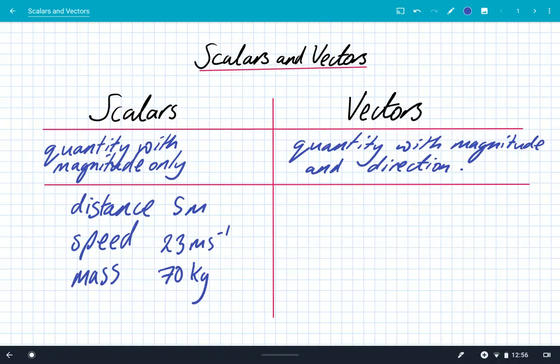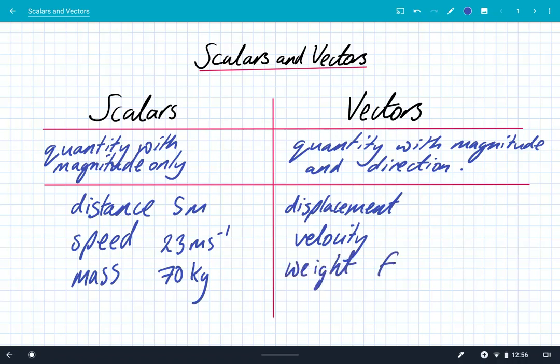Vectors, on the other hand, are quantities with magnitude and direction. Instead of distance, we have displacement, and we'll look at the difference between those two in a minute. Instead of speed, we have velocity. Instead of mass, we have the effect of gravity upon that mass, which is what we call weight. Weight is a force, and forces are also vectors. Two other important vectors to know about are acceleration and momentum. These are the vectors that we're going to use on the course mainly.